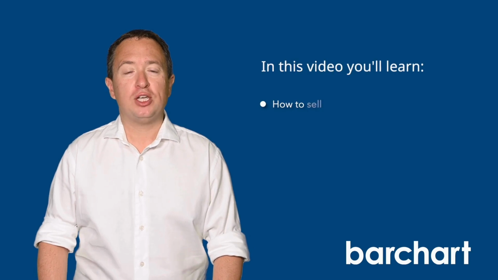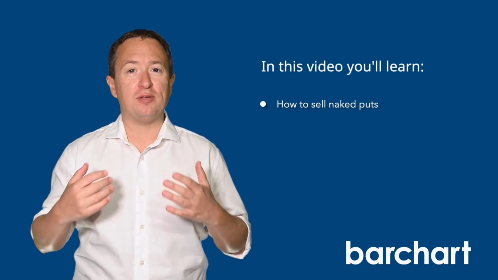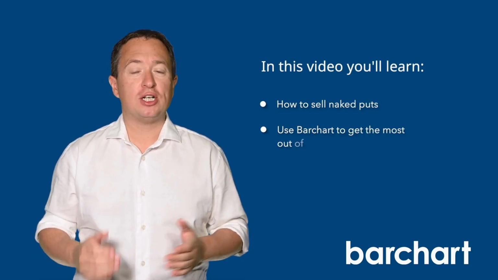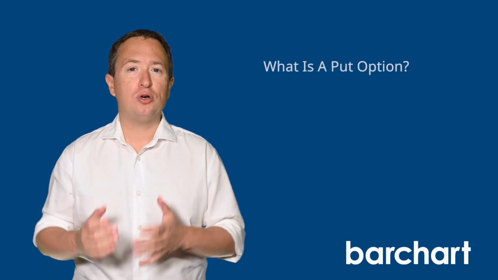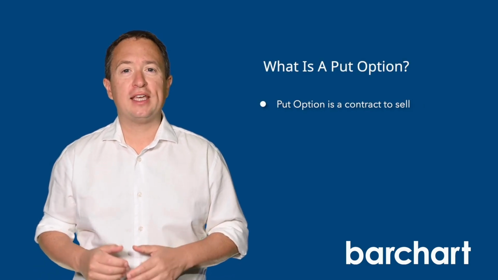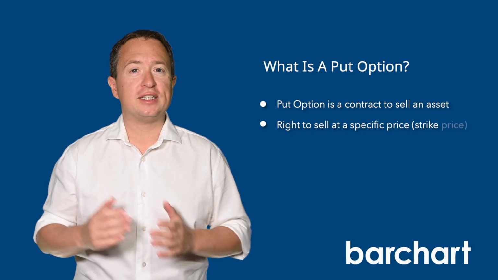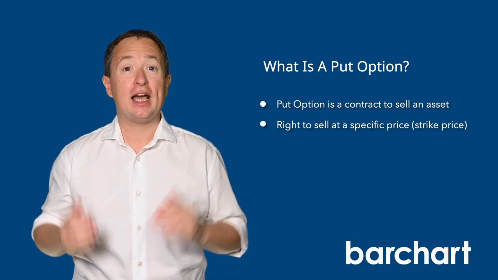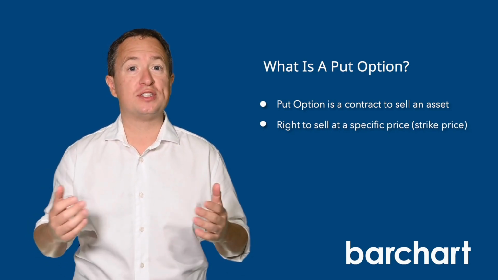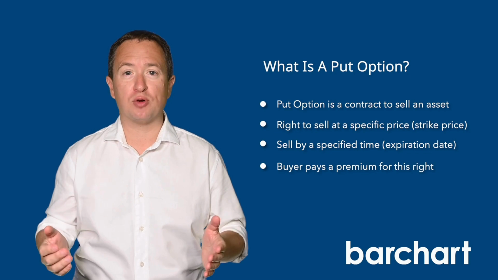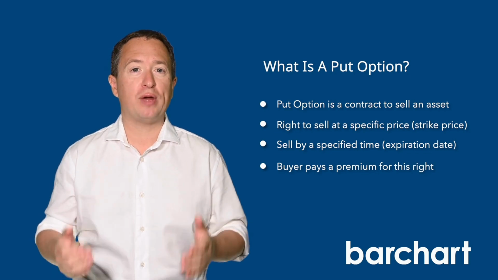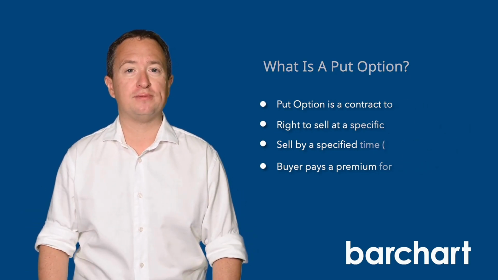In this video, you'll learn how to sell naked puts and use Barchart to get the most out of the strategy. A put option is a contract that gives the holder the right to sell an underlying asset at a specific price, known as the strike price, at or before a specified time, the expiration date, and the buyer pays a premium for this right.